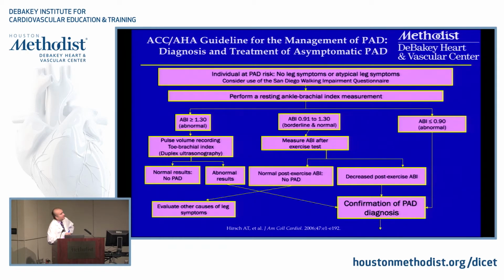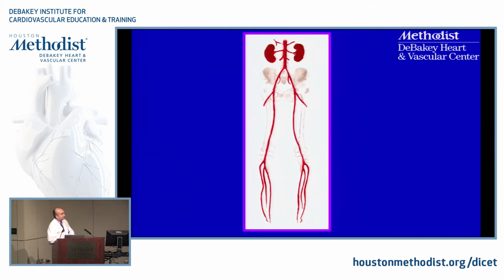And if the ABIs are supranormal, greater than 1.3, that's when there may be value to going on to doing either duplex ultrasonography, pulse volume recording, or toe brachial index. And obviously if that's normal, then you probably say the person does not have PAD. And if that's abnormal, then that's indicative of the person having peripheral arterial disease.